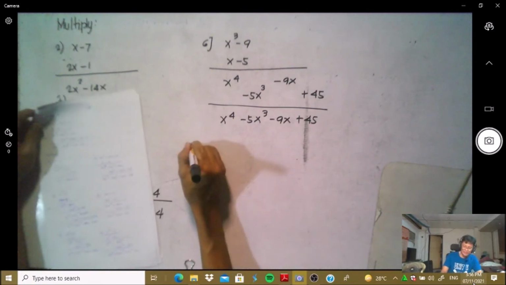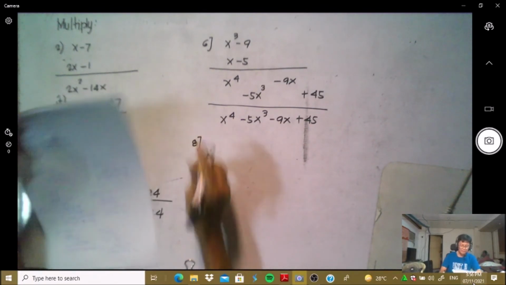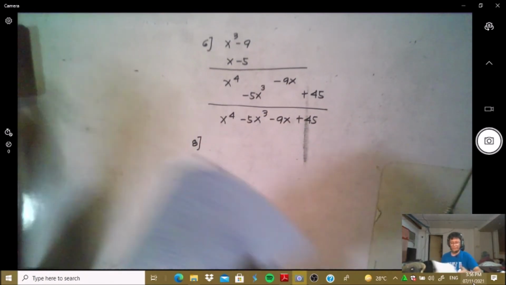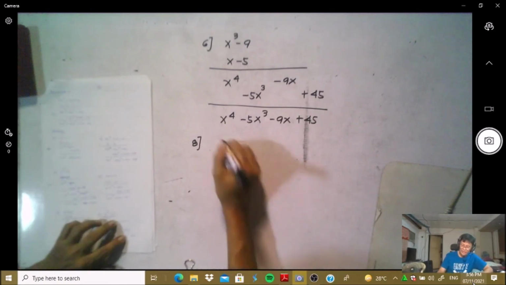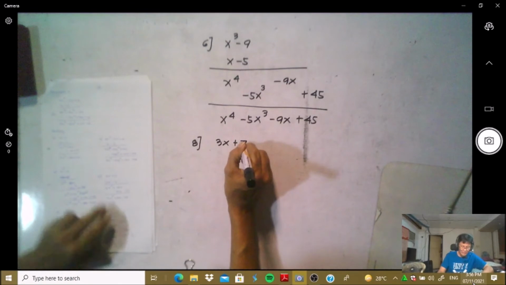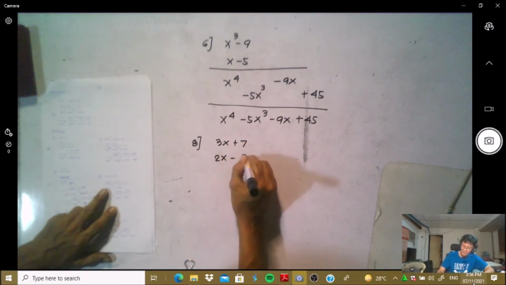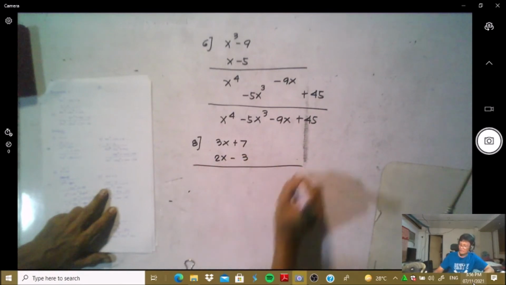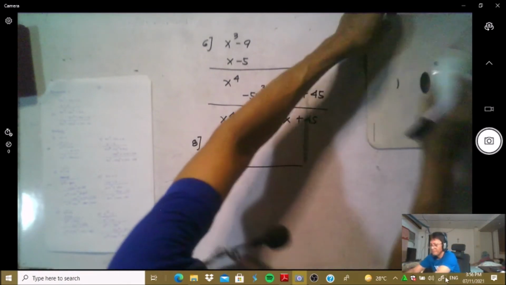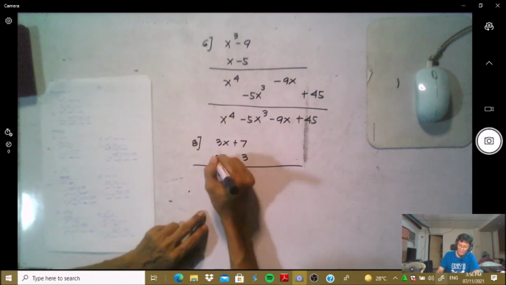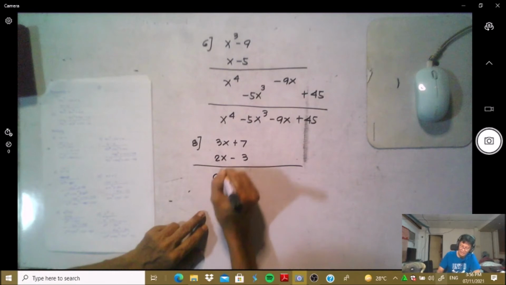So let's proceed with number 8. For number 8, we have 3x plus 7, and we have 2x minus 3. Okay, so how are we going to multiply this directly? So we have 2x to be multiplied with 3x plus 7. So we have 2 times 3 is equal to 6. Then x times x is equal to x squared.